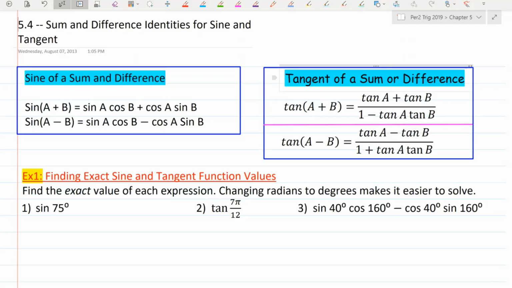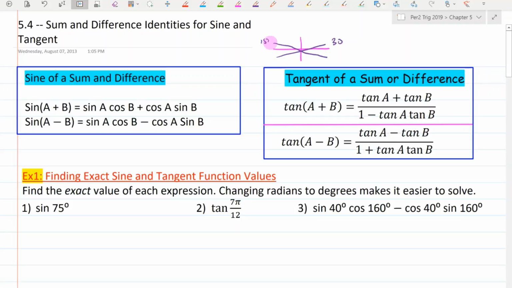Today we're going to do the sum and difference identities for sine and tangent. We already did them for cosine. Sine is almost identical to cosine, with a slightly different formula, as you can see right here. Tangent can be a little bit daunting, but for tangent, the thing that I want to mention is to not use the 30-degree reference angles.